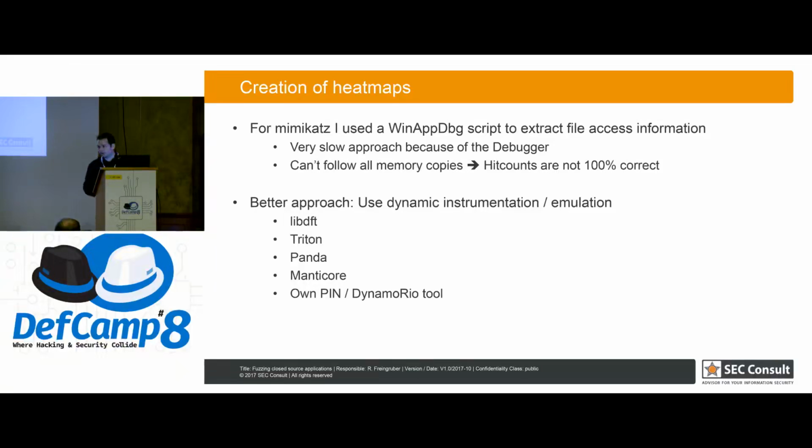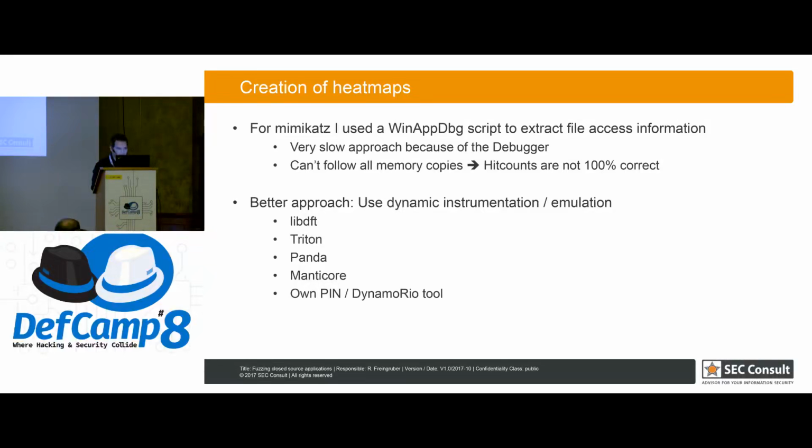With these dynamic instrumentation frameworks, I can add code in front of all instructions which move memory around, to follow these moves. For example, if I move from one memory location to a register, and from the register to a memory location, I can follow this with a taint engine.